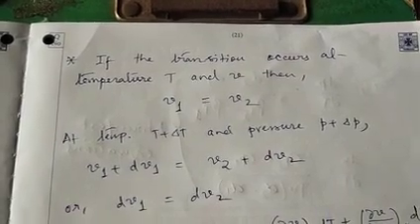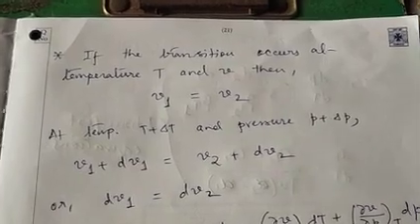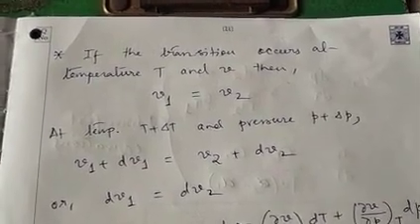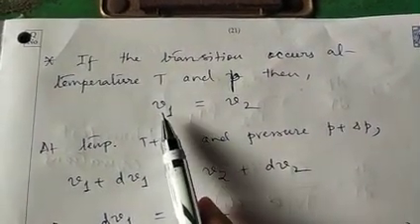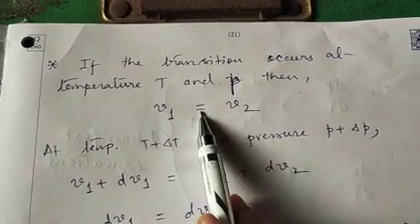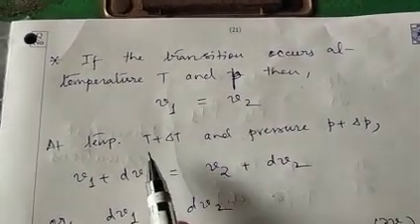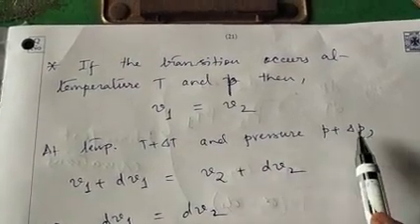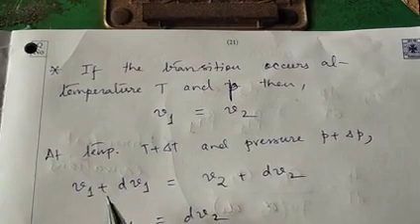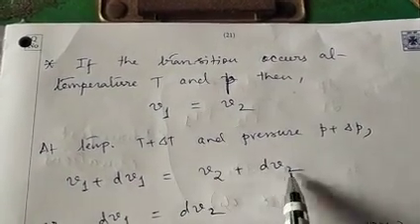Suppose this second order phase transition happens at temperature T and pressure P. Then the specific volume V1 for phase 1 is equal to the specific volume V2 of phase 2. Now if the same transition happens at a different temperature T plus dT and a different pressure P plus dP, then the specific volumes, being functions of temperature and pressure, will also change.